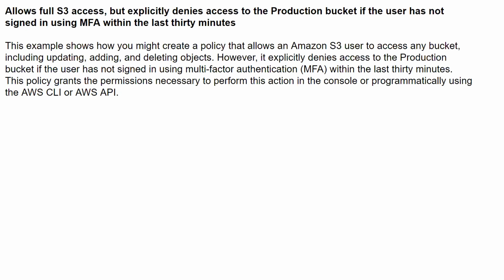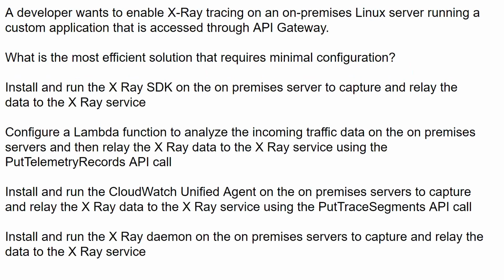This policy grants the permissions necessary to perform in the console using. All right, let's continue. A developer wants to enable X-ray tracing on an on-premises Linux server running a custom application that is accessed through API gateway. What is the most efficient solution that requires minimal configuration? Install and run the X-ray SDK.